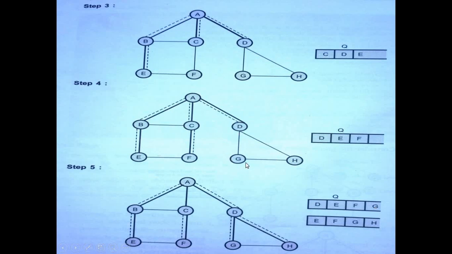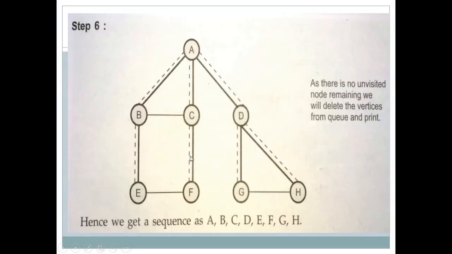From G, adjacent vertices are D and H. D is already explored and H is already explored. So from G, our next vertex is H. Start exploring H. From H, adjacent vertices are D and G, that both are visited. So this is it for this graph. We have explored all the vertices of this graph, and in this manner: A, B, C, D, E, F, G and H. So this is the BFS result of this graph.